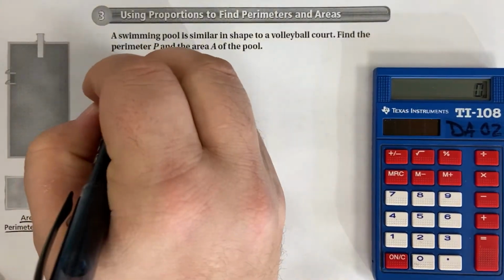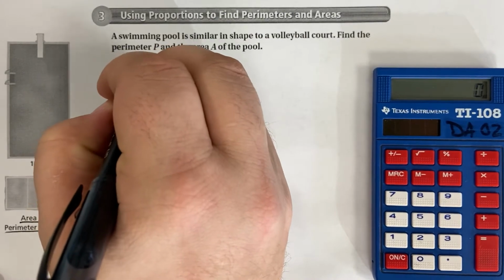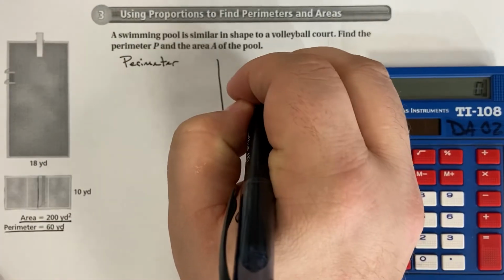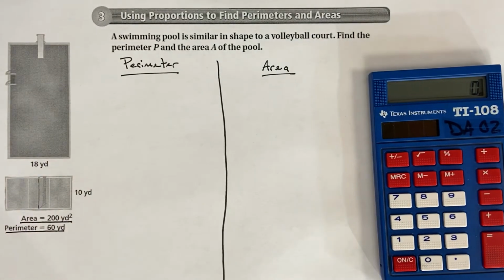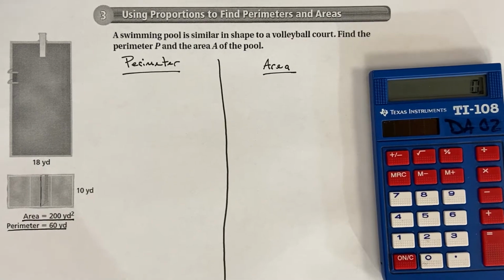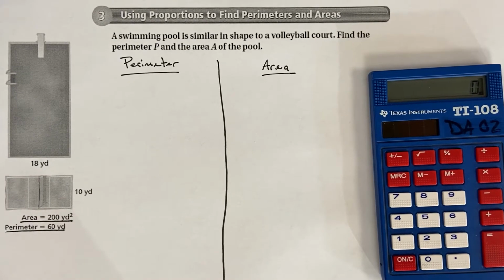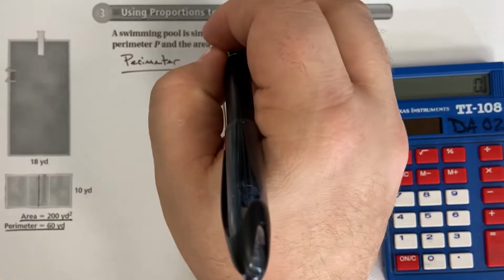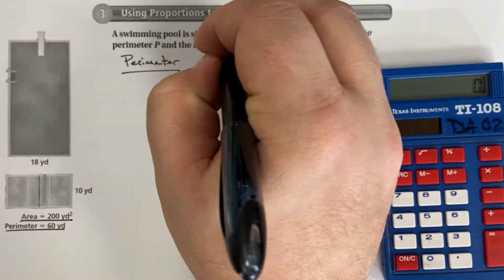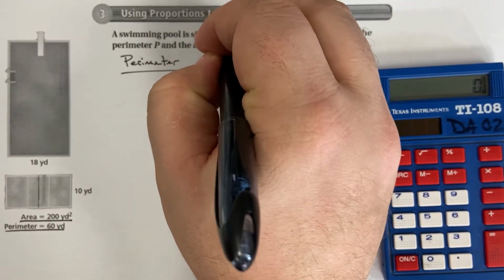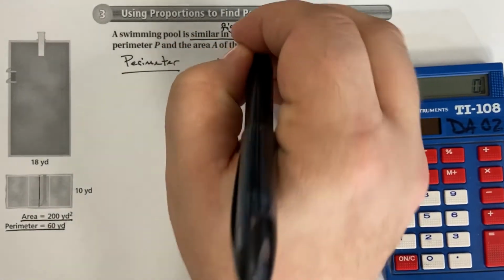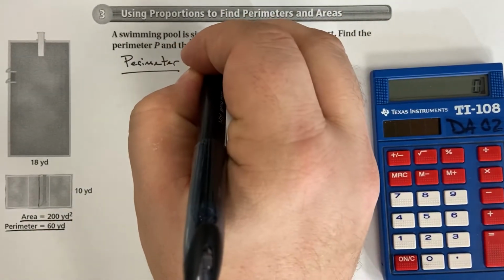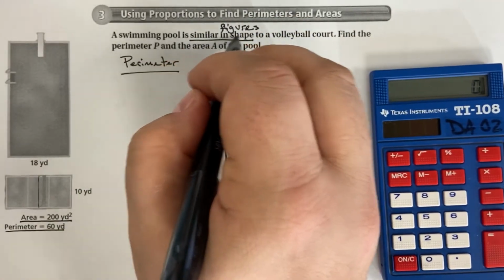So what I'm going to do is perimeter over here and area over here. All right. The first thing we need to realize is that these are proportional. That's what similar in shape means. Similar figures is the same thing as similar in shape.